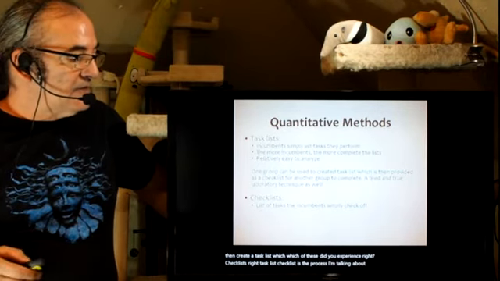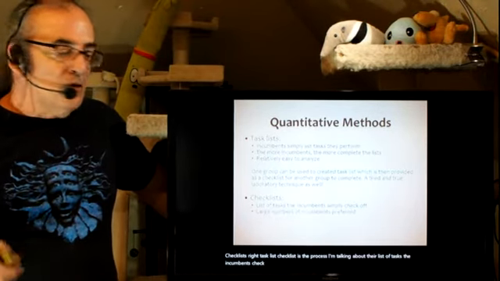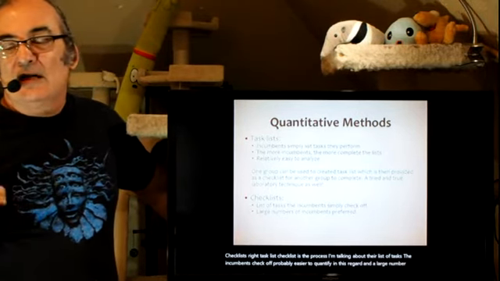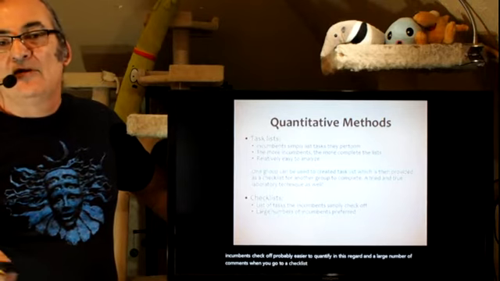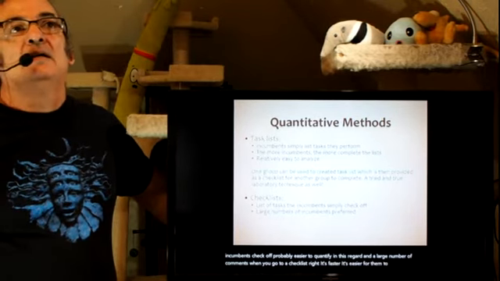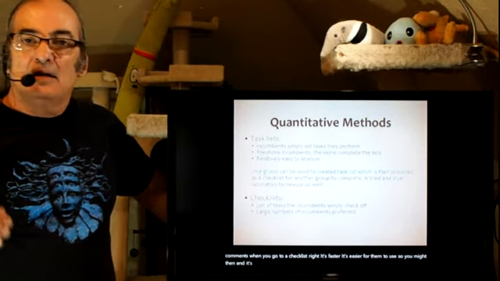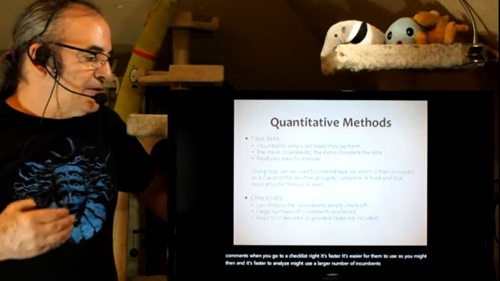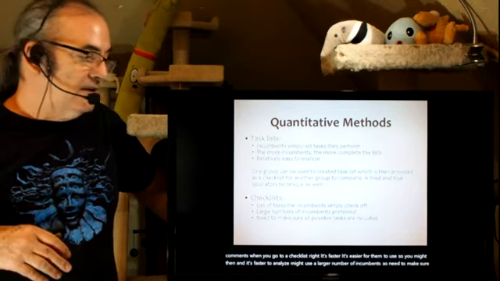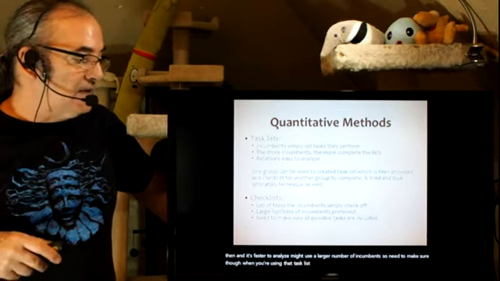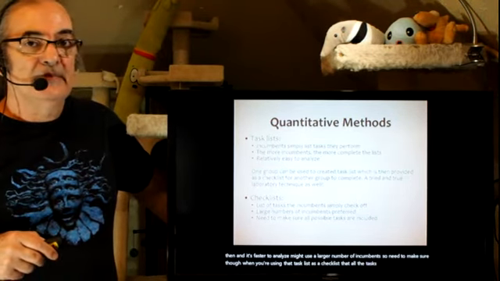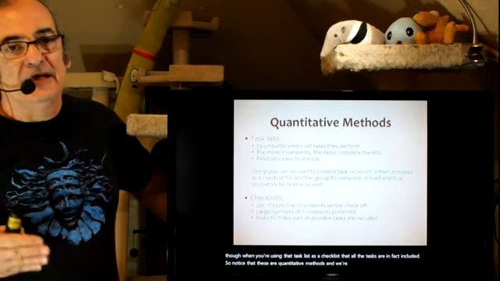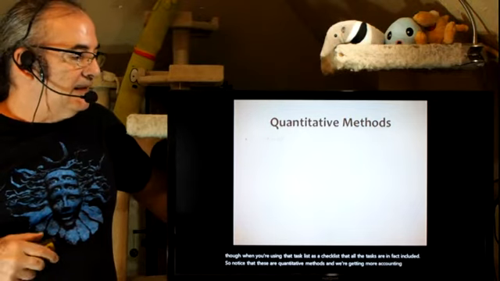A list of tasks the incumbents check off. Probably easier to quantify in this regard. And with a large number of incumbents, when you go to a checklist, right, it's faster and easier for them to use, and it's faster to analyze, so you might use a larger number of incumbents. So, need to make sure, though, when you're using that task list as a checklist, that all the tasks are, in fact, included. Notice that these are quantitative methods, and we're getting more accounting, right, than anything else.